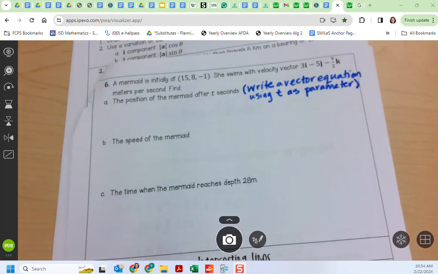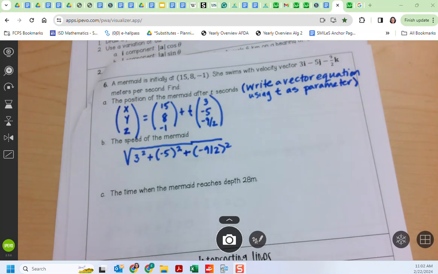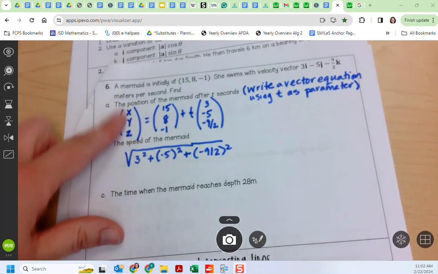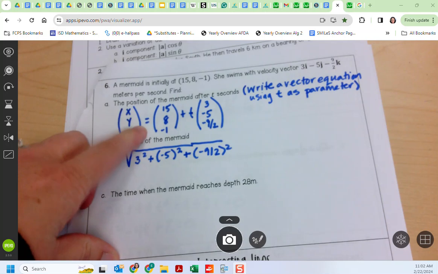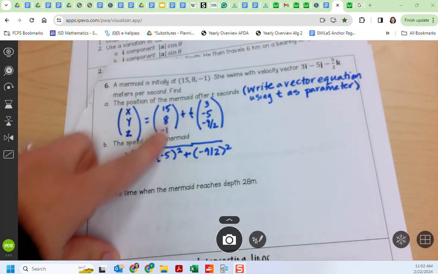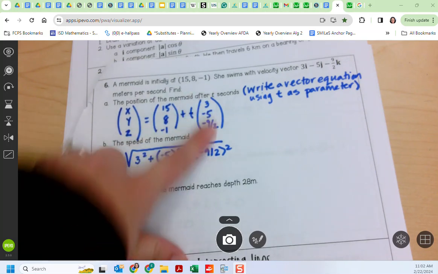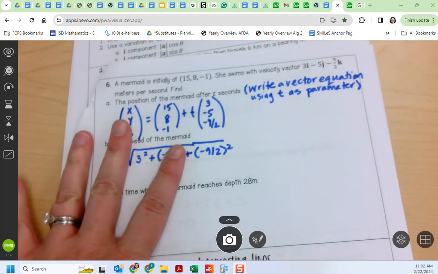All right, and I want you to try A, B, and C. I'll come around and see if you need any help. Okay, so let's check what you've done so far. So first you're writing the equation with t as your parameter. So you started with xyz equals, and then this is your initial position plus t times your velocity vector. And that's it. That's just the equation.